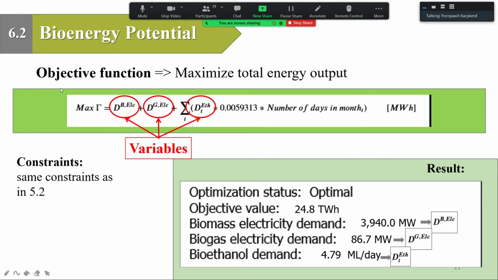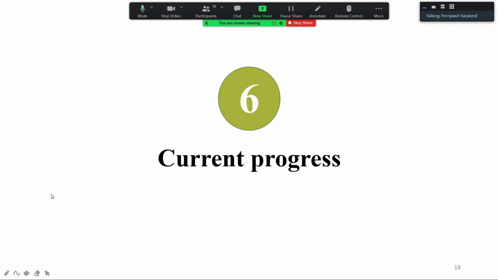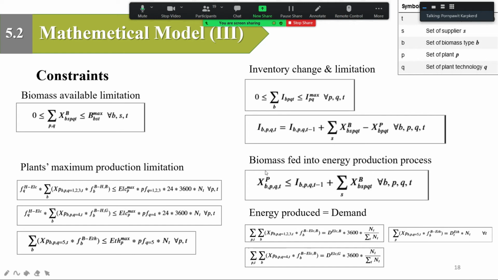I change the objective function to maximize the total energy output, and change the demand of electricity from biomass, electricity demand from biogas, and the bioethanol demand to variables, and then optimize to find these three values. The constraints are still the same as I presented in 5.2, which is here.